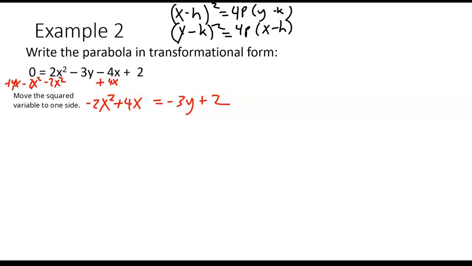Okay? All right, so the next step is we want to factor out this number in the front here. So take the leading coefficient out of the x squared term. In that case, we want to take a negative 2 out, and that will leave me with x squared minus 2x. Notice that this became negative because if you divide 4x by negative 2, it leaves you with negative 2x, right? The other side is going to stay the same for now.